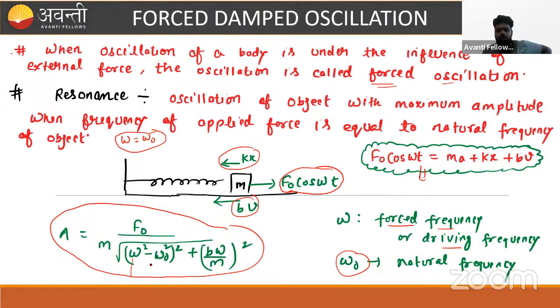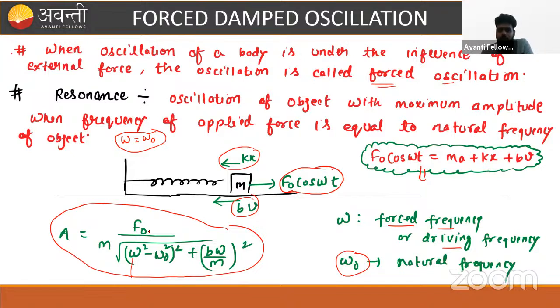So this formula, beta, is a very important formula: F naught upon m under root of (omega square minus omega naught square) whole square plus (b omega divided over m) square, because that direct formula can be asked. Beta, what is the question asked from here? If b equal to 0, if damping is absent, then what is the amplitude? If we remove the b from here, this equation will become F naught upon m under root of (omega square minus omega naught square) whole square.